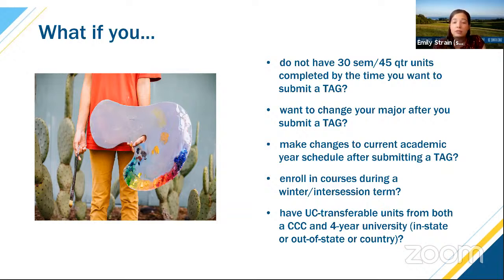And then if you are a student that has UC transferable units, or if you have units from another 4-year, that's okay. You should definitely list them in your TAG application, but you want to make sure that you have at least 30 units from a California community college so that you are eligible to apply with the TAG program. Next slide, please.